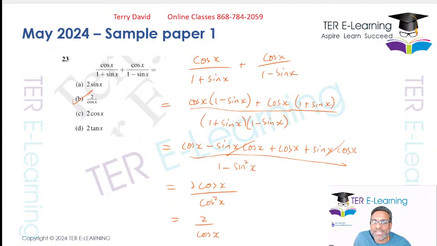Now, what I've noticed in the last 3 exam papers is that there are at least 6 or more questions on trigonometry. So just be prepared to answer any of those kinds of questions. Right, so that's 23.